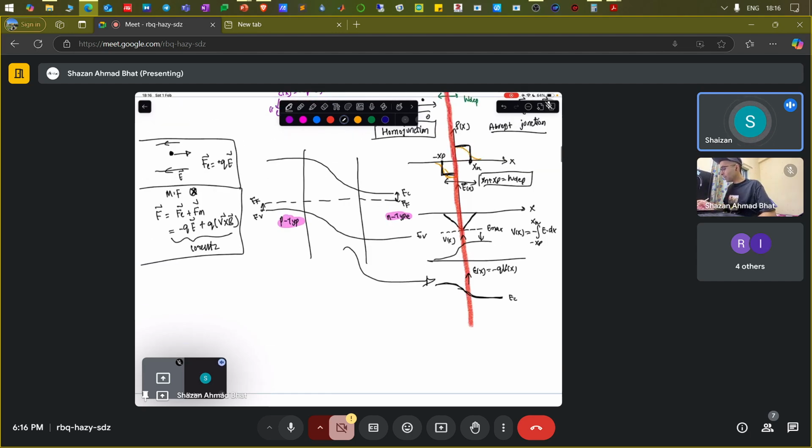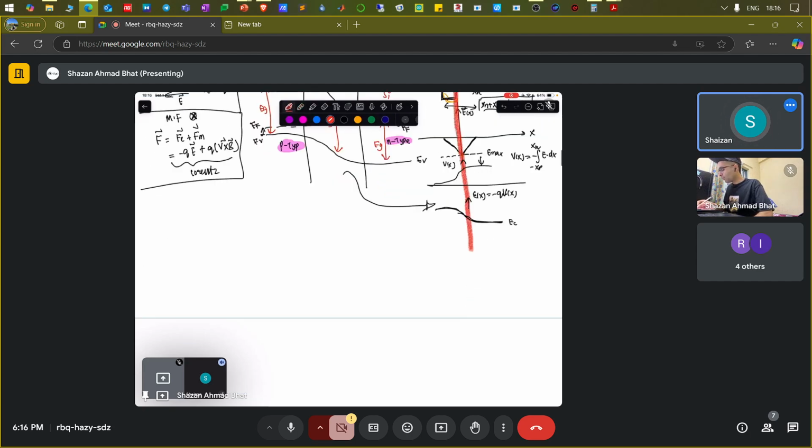Now this is particularly the case when these particular band gaps are equal everywhere. You see that there is no variation in the band gap. If this is EG, this is also EG, this is also EG. The band gap remains same everywhere. And also we have taken both of these two materials as similar band gap material. Okay, let's call this silicon, this silicon. Now what happens in case of a heterojunction device?